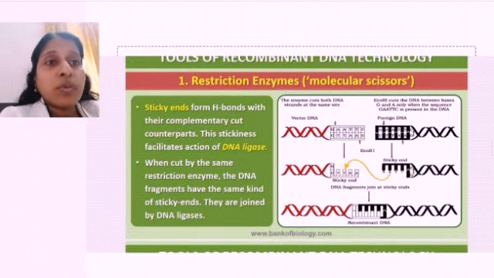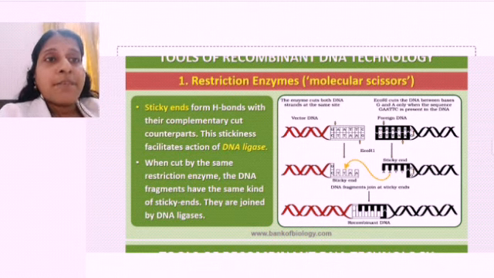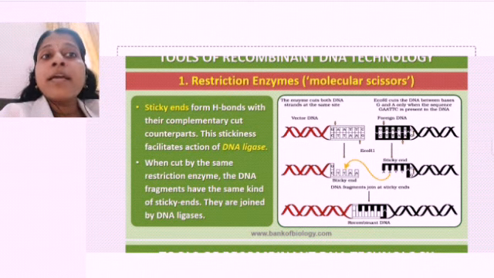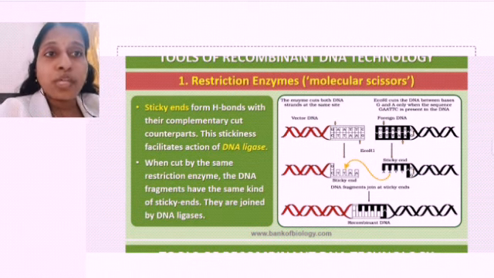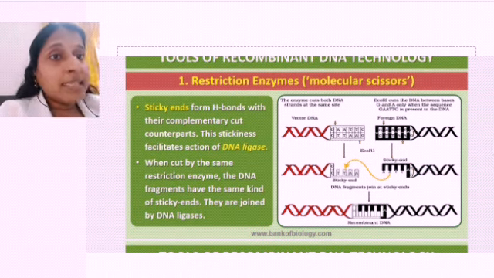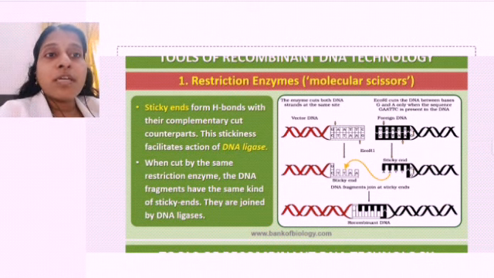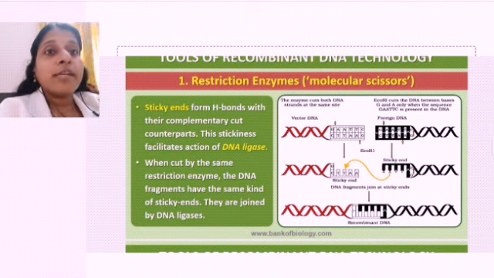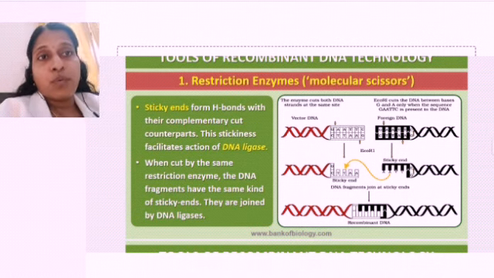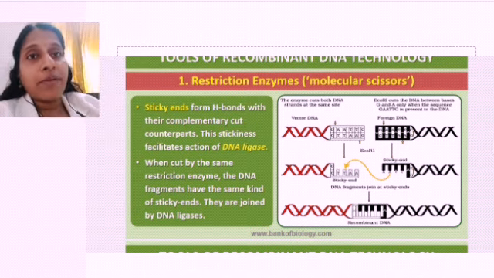Now moving on to the continuation of the same. Sticky ends form hydrogen bonds with their complementary counterparts. This stickiness facilitates the action of the DNA ligase for joining both. When they cut, the same restriction enzyme is used for cutting, so the DNA fragments have the same kind of sticky ends. Whatever restriction enzyme I use for cutting the vector DNA, the same restriction enzyme we have to use for cutting the foreign DNA as well, right?